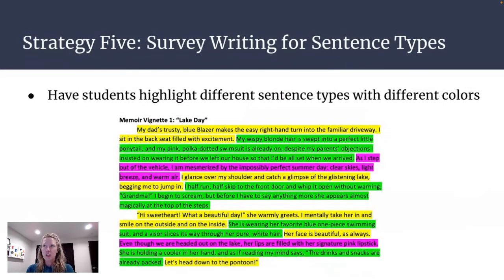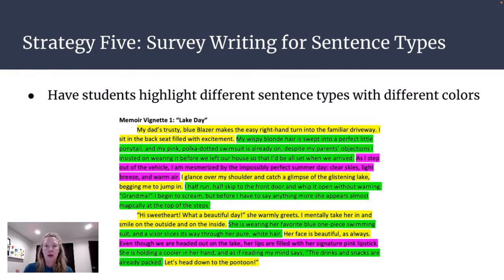The next strategy is called surveying writing for sentence types. So if you are teaching students about simple, compound, and complex sentences, you could have them use three different colors to highlight the three different sentence types, and just go through and highlight which sentences fall into which sentence type. What this does is they can quickly go through and see, oh, all my paragraphs are completely yellow. I only use simple sentences.